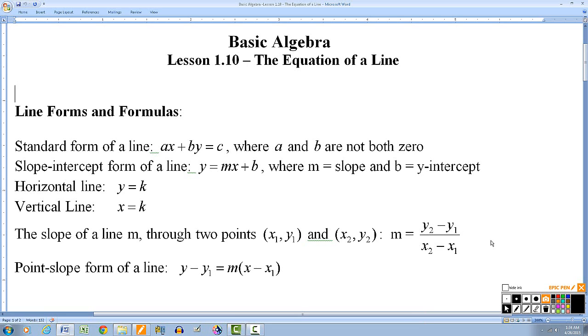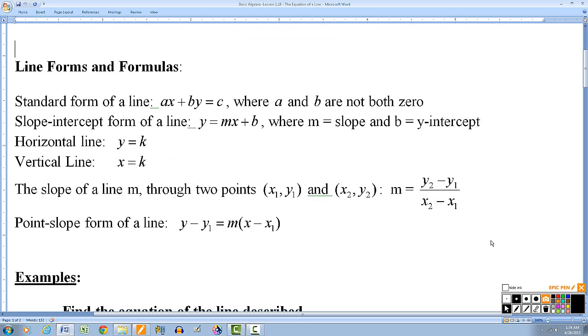And then we looked at the slope formula. Given 2 points, we can find the slope of the line using this formula here, difference in the y's over the difference in the x's. And then we have the point slope formula. Given a point and the slope, we can find the equation of the line using this formula here.